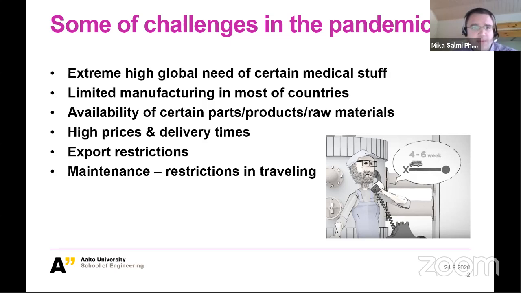But we also need to think about the availability of certain parts, products, or even raw materials, which was challenging. If everyone wants the same fabric, for example the plastic sheet for COVID shields, they started running out everywhere. And of course that leads to high prices, very long delivery times and other problems. Then there was export restriction. Someone was producing, but you couldn't export anywhere because of regulations. There was also a restriction on traveling. In the longer term, for example, maintenance of the factories and everything would suffer.